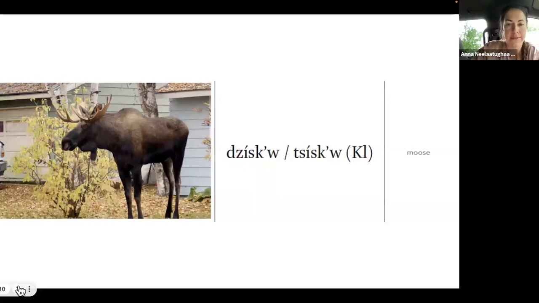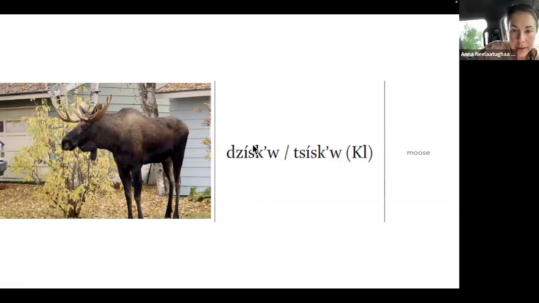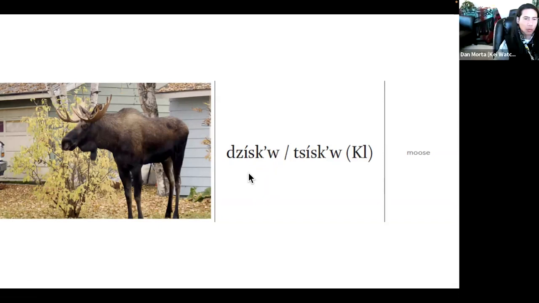Okay, go ahead and repeat after me. Dzisk. This. And when you round this K, you're also pinching it. So the W tells you to round your lips. The apostrophe tells you to make it snappy. So one more time, repeat after me. Dzisk. Good. That sounded good.